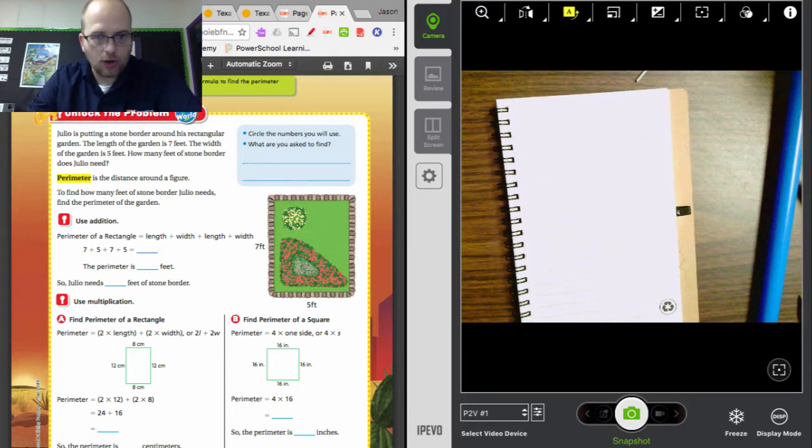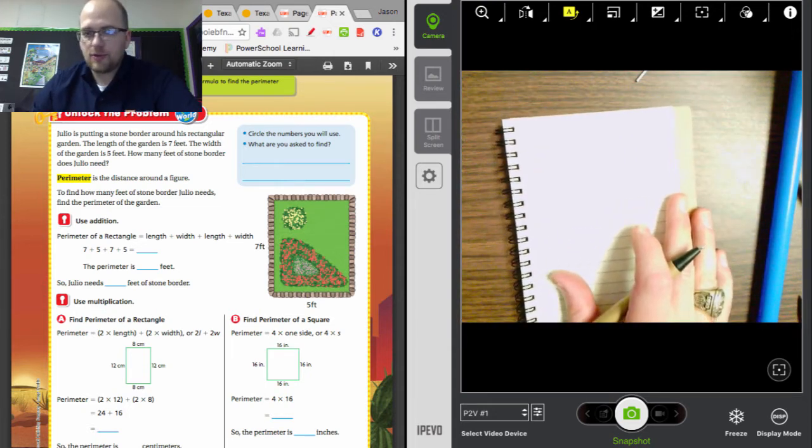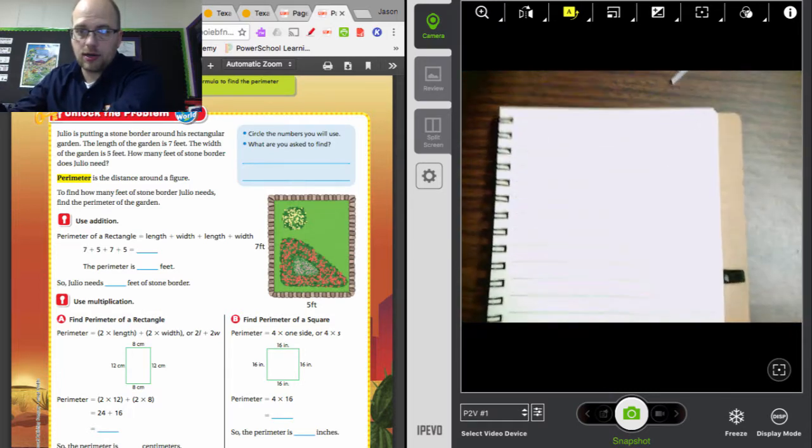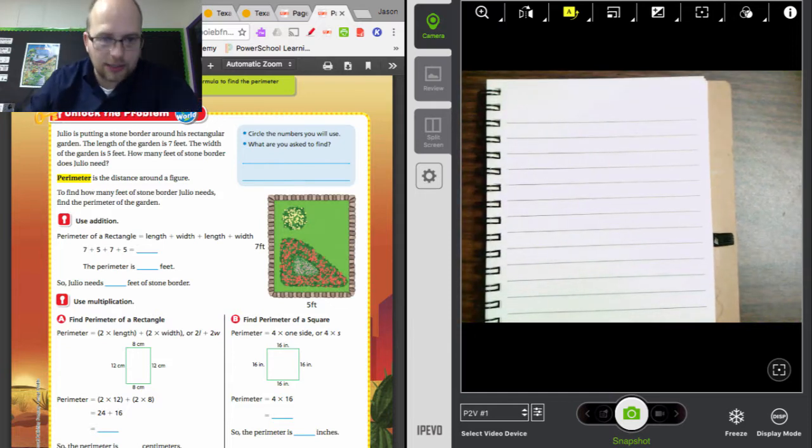Now perimeter, the word perimeter, is the distance around a figure. That can be any shape you want it to be. It could be even a circle or a triangle, but in this case we're just talking about rectangles. All right? So in this case you have a rectangular flower garden, and they tell you that it's 7 feet this way and 5 feet this way. That's the length and the width. Normally, length refers to the long part, and the width refers to the short part of a rectangle. So that's a good way to remember those things.